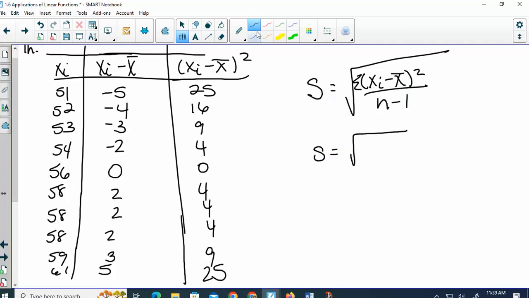So we have a square root. We add up all of these, and we get 100 divided by n minus 1. How many points were there? 10. So 10 minus 1 is 9. Then we just put that in our calculator. Don't forget the square root. On our last quiz, I think that was a pretty common thing, dropping the square root or dividing by the wrong piece. So it's the square root of 100 divided by 9, and we get 3.333.